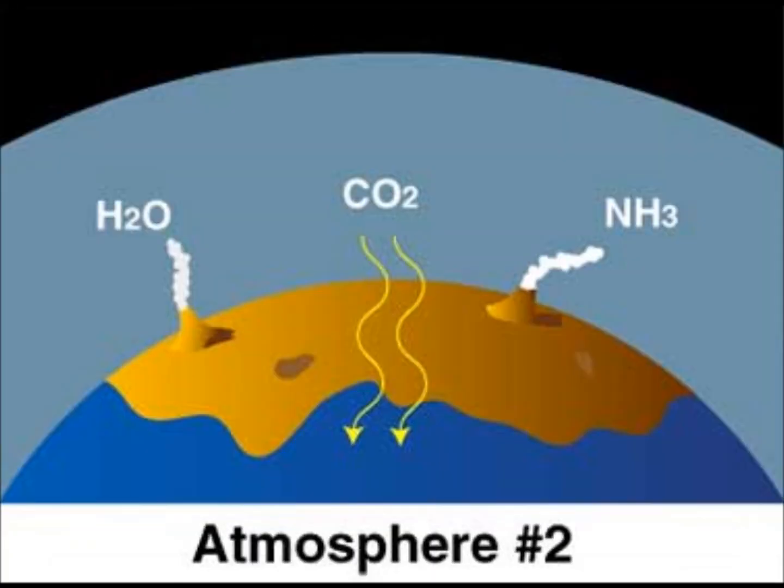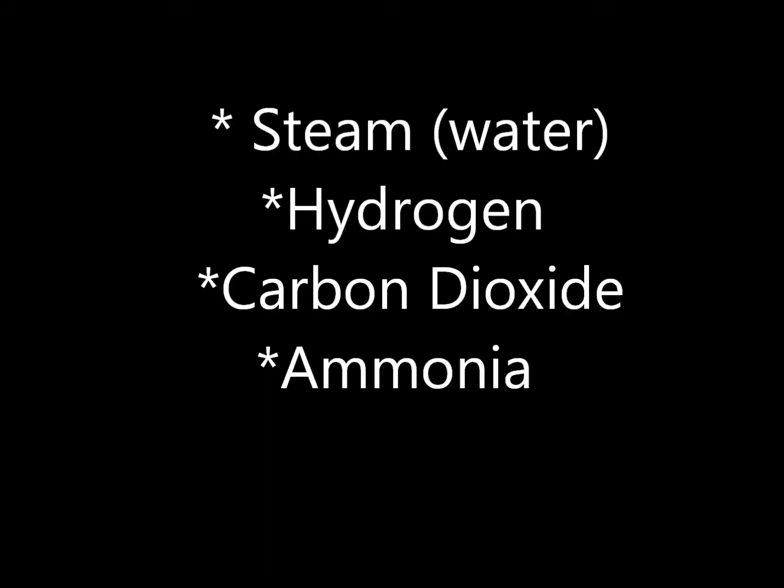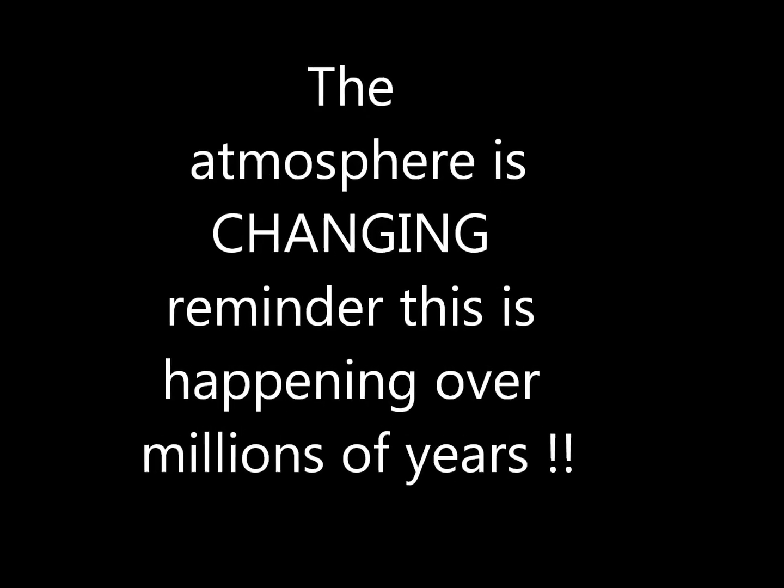Then we had the creation of what I would refer to as the second atmosphere. During the second part of the atmosphere's creation, the Earth was a very active planet. There was a lot of volcanic activity going on during this time, much more volcanic activity than what we see today. And from those volcanoes, we had the production of steam, hydrogen, carbon dioxide, ammonia. So our atmosphere was changing over a period of time.